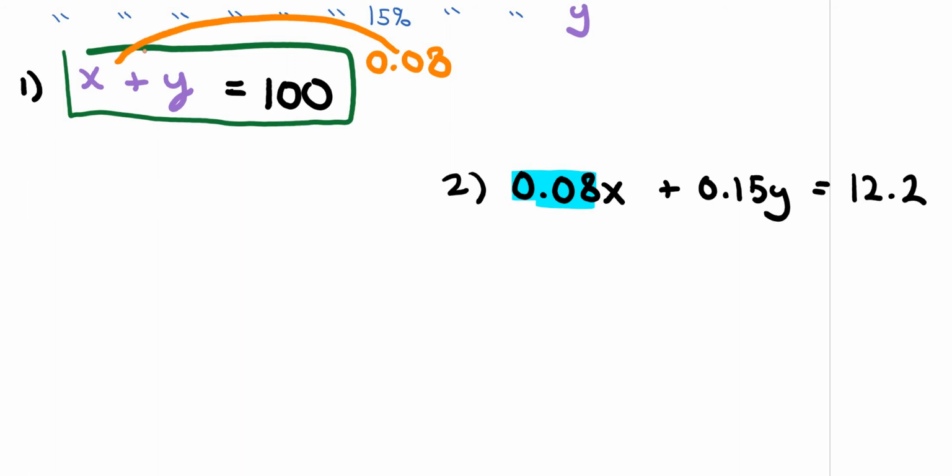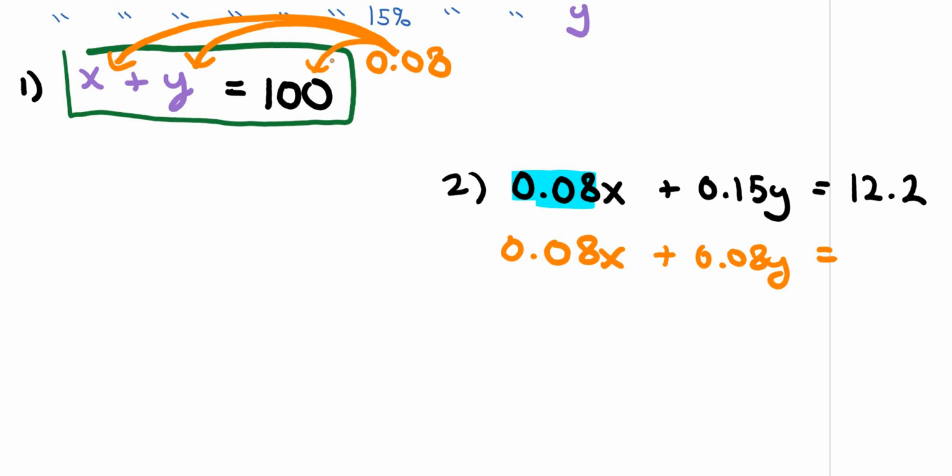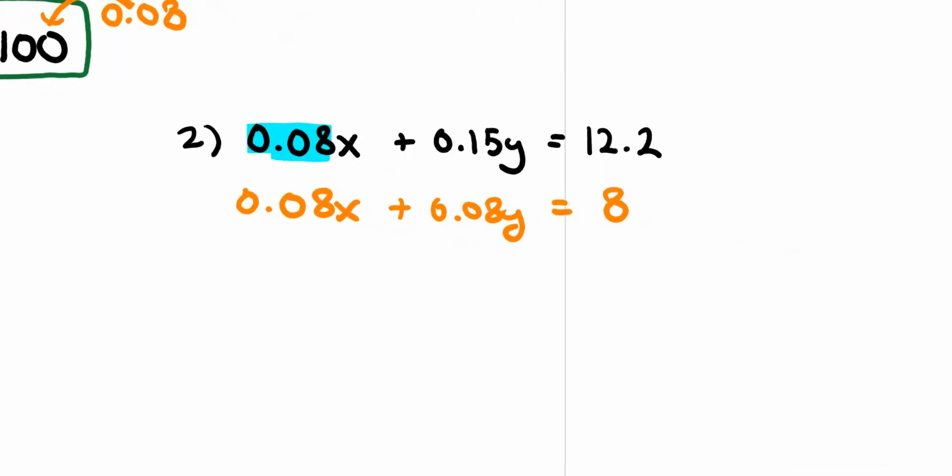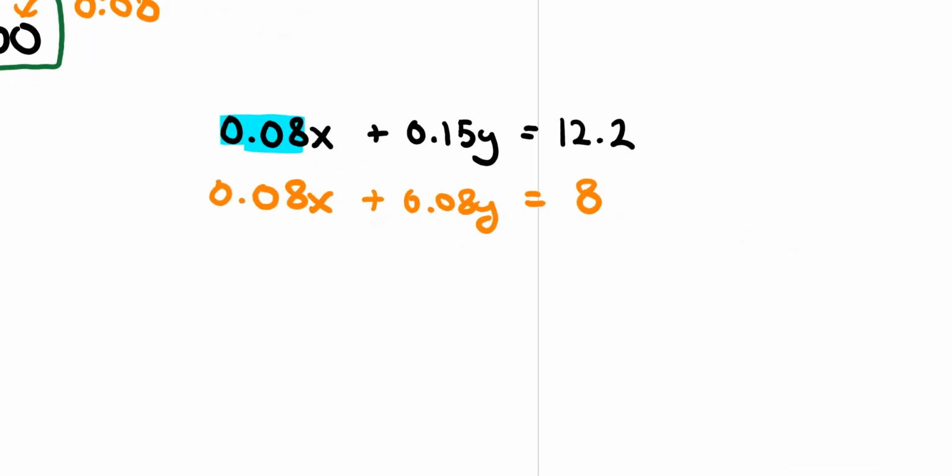So 0.08 times x is 0.08x, and 0.08 times y would be 0.08y. And then finally, 0.08 times 100 is going to give me a value of 8. And there it is. There is my system there, and I can solve this using elimination.